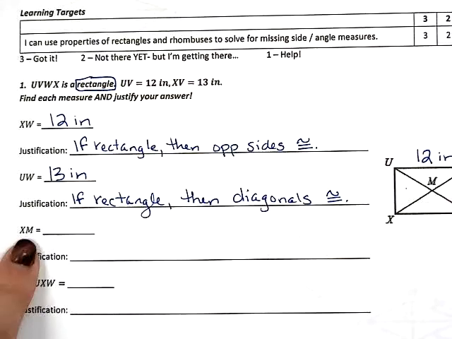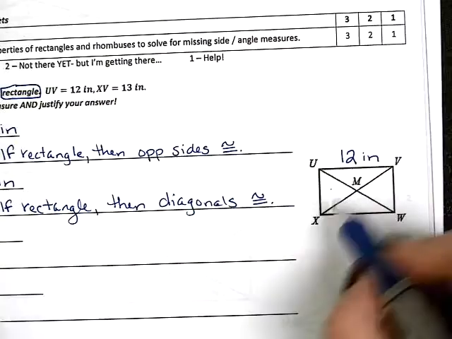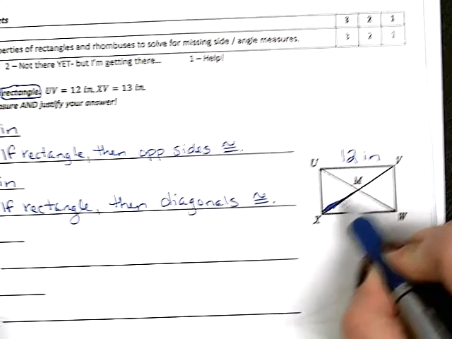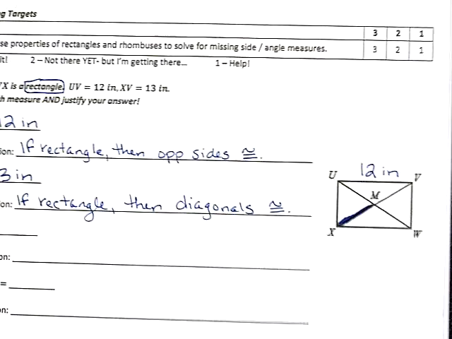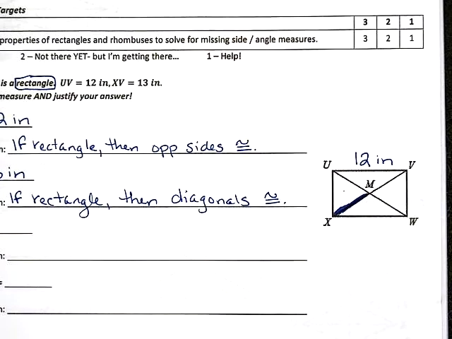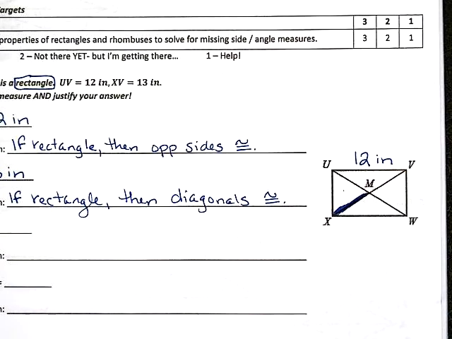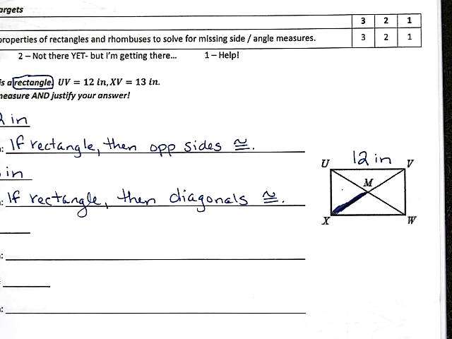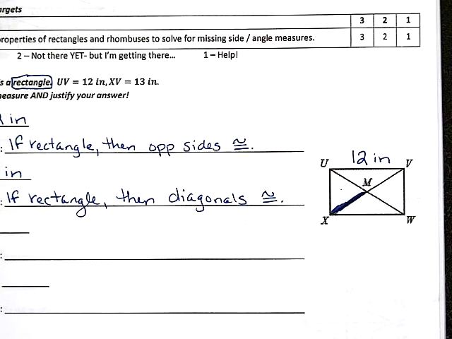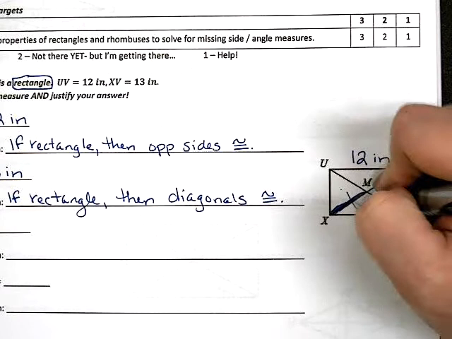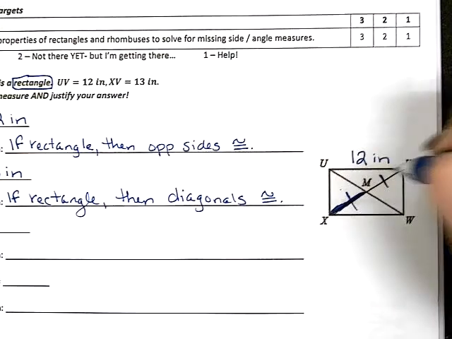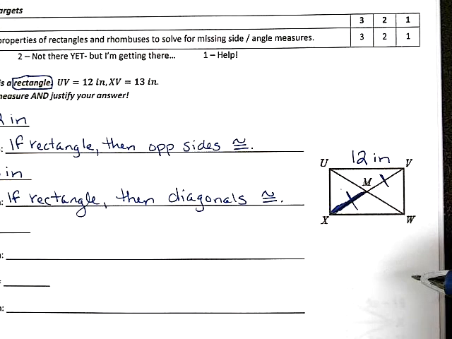Now we're looking for XM. Okay, let's look at our picture. XM is this portion of our diagonal. Well, we have to think about the other properties of a rectangle. So take a look at your organizer real quick, see if there's anything else that might help us here in terms of diagonals. Well, with a rectangle, it shares all the properties of a parallelogram. And in parallelograms, the diagonals bisect each other, which means that XM has to be congruent to MV because it's getting cut in half, it's being bisected.